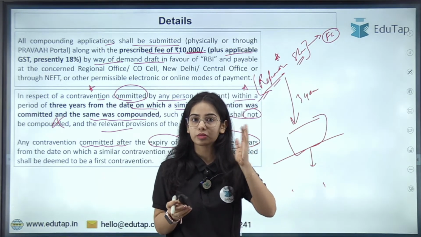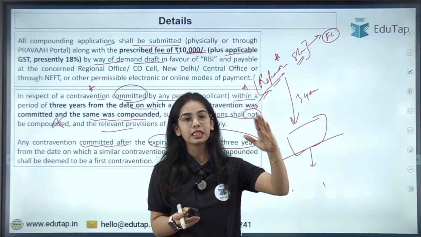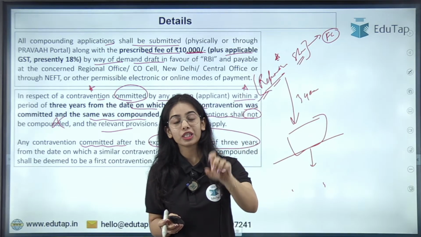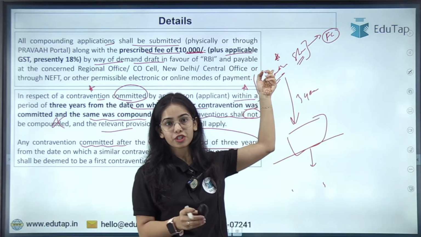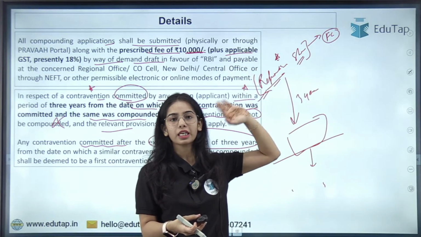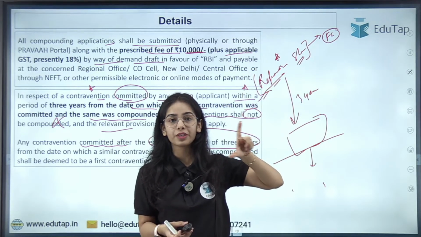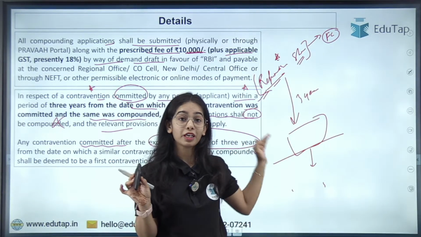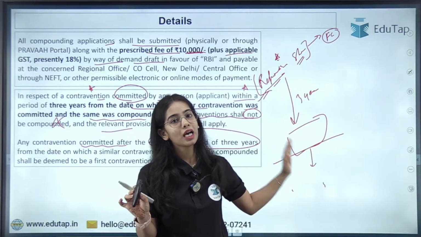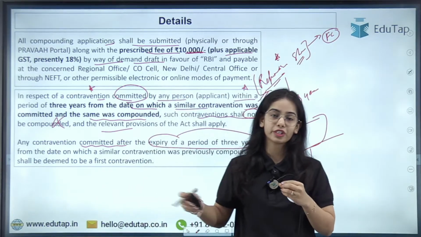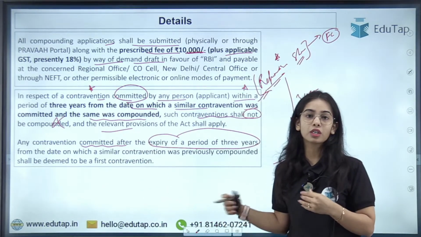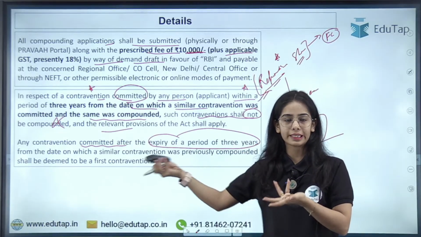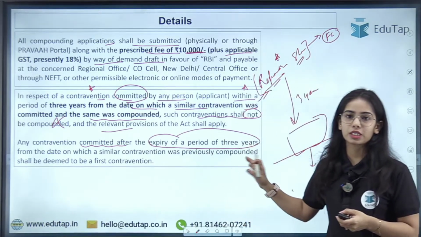Okay, so the point is that if an entity is doing the same contravention again, and the previous contravention was compounded, then within the 3-year time period the same contravention will not be compounded. But if the 3-year time period has finished, then the contravention will be considered the first contravention, and it can be compounded. Okay, so this is the idea.